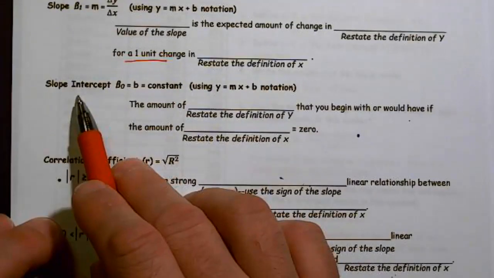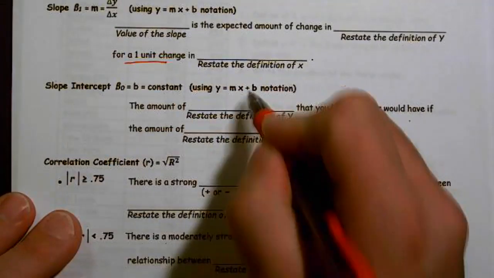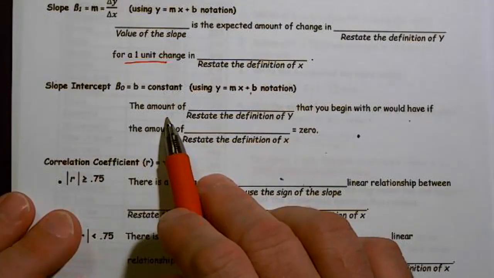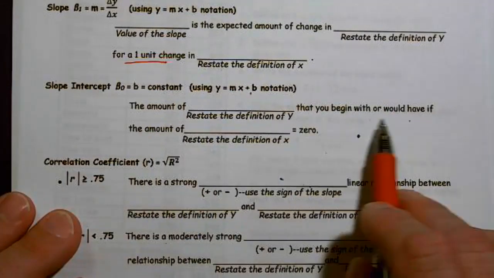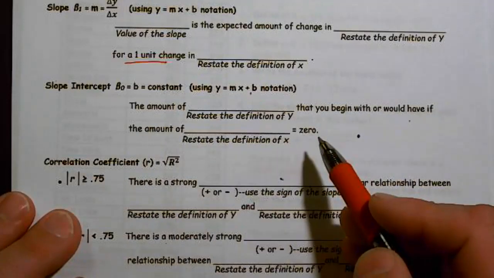Our slope intercept, or our y-intercept, is basically where it crosses the y-axis. So this is where it crosses the y-axis. It is the amount of y that you begin with, or would have, if the amount of x equals 0.